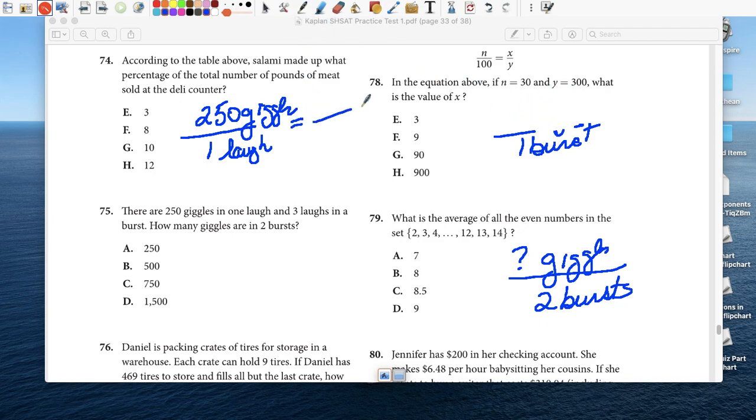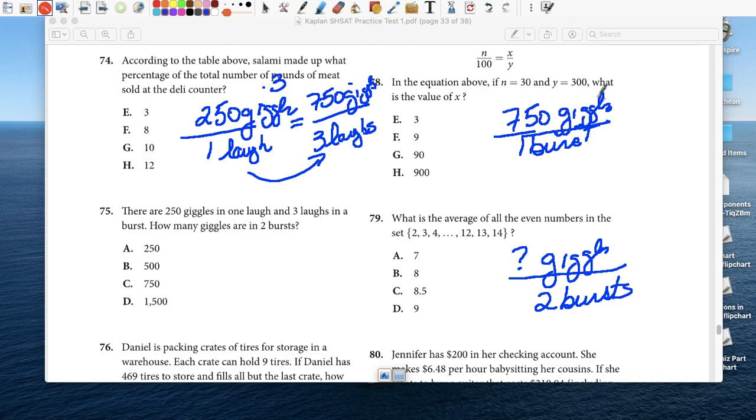So again, let me change that. 3 laughs. Again, an equivalent fraction. 1 laugh is going to become 3, so I multiply this by 3. That means that 3 laughs is 750 giggles. So I can come over here and remember this had 3 laughs before. Instead of 3 laughs, I'm going to write the equivalent, which is 750 giggles. So that's the relationship that I know now.